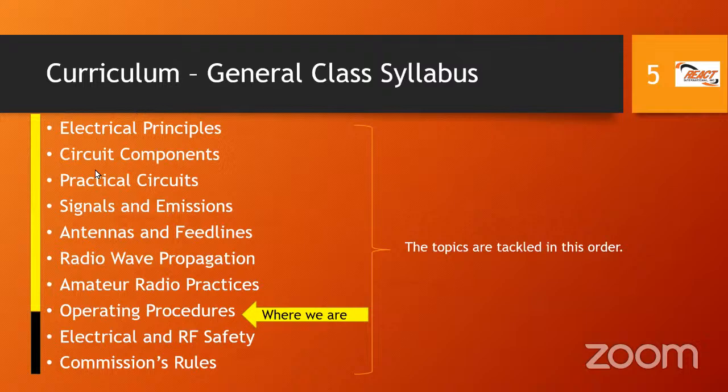Okay, so just to keep an eye on where we are in respect of the entire syllabus. So we have progressed quite nicely in the course, and we are currently on the topic operating procedures, we will finish off operating procedures this evening and we will begin electrical and RF safety. So you'll recognize after that we have just one more major topic, which will be commission rules, and that will bring us to the end of the tuition. So we are quickly approaching the end.